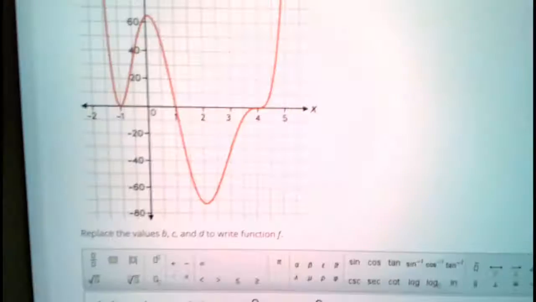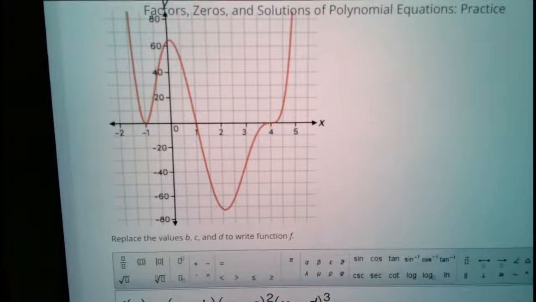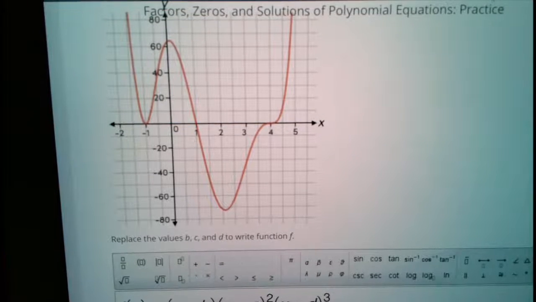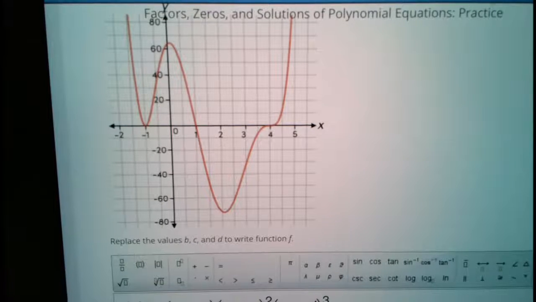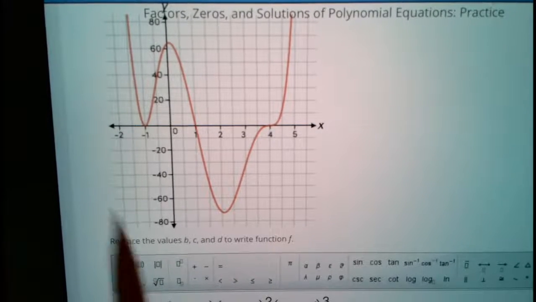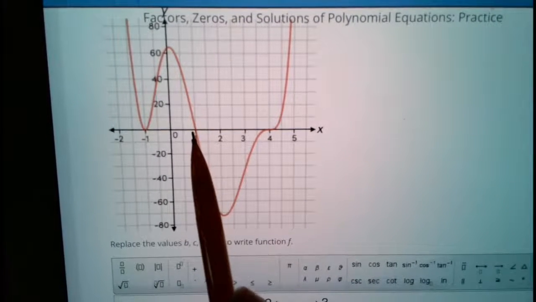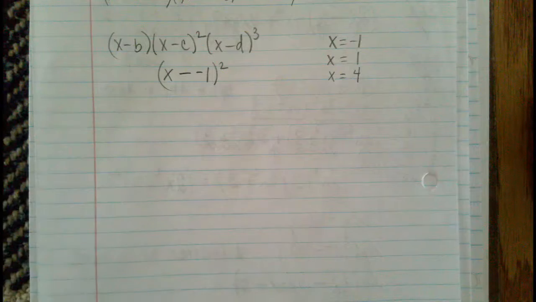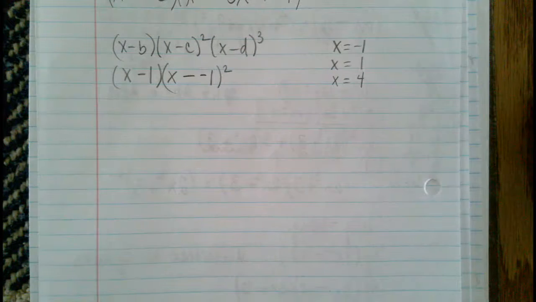So then we go over here to our picture, and I'm going to look at 1. Well, this simply crosses the x-axis. So that's going to be our b value, because when we touch, like we touched over here at -1, we have a multiplicity of 2. When we cross, we have an odd multiplicity, I should say. So this is going to be x minus 1. The reason that I put it there is because it just crossed.